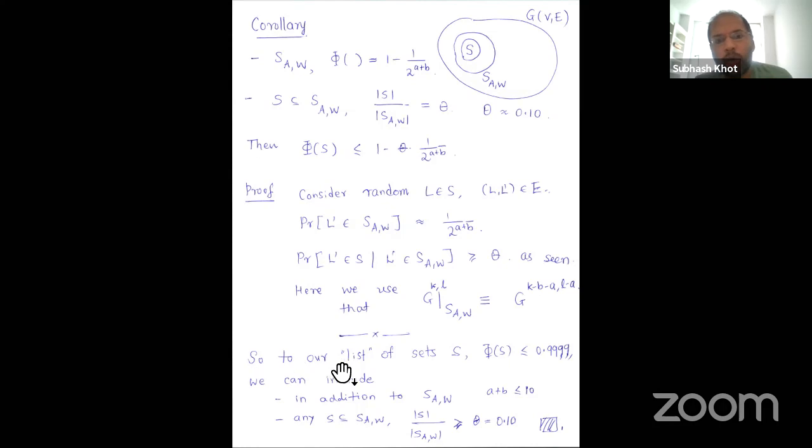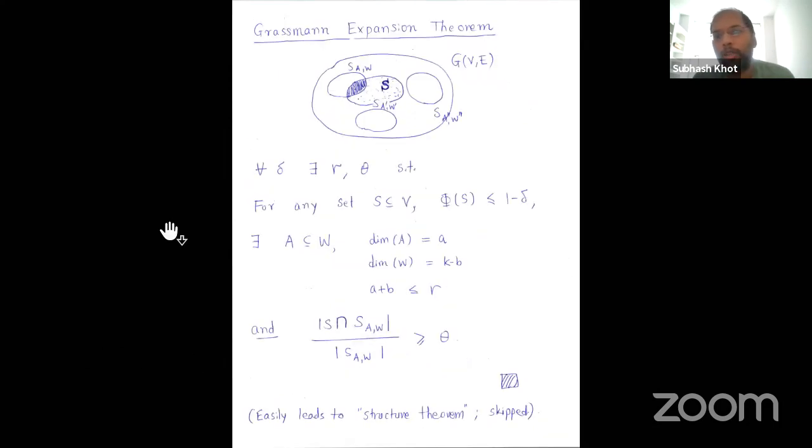So now, if you account for this minor additional detail, our list of sets whose expansion is bounded away from 1 is as follows. Of course, these sets S sub AW qualify, but also those sets S which are of constant density inside this S sub AW also qualify. And now more or less the theorem is that this is it. There is nothing more than this. These are precisely the sets whose expansion is bounded away from 1 in the Grassmann graph. Okay, so now let me state the Grassmann expansion theorem.